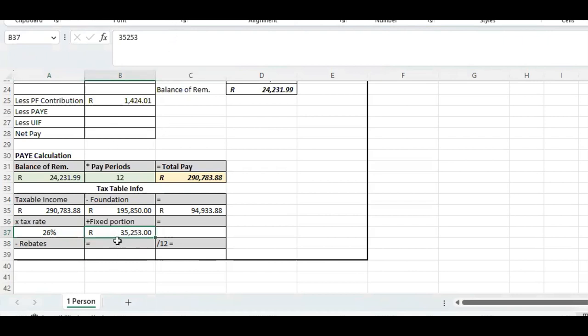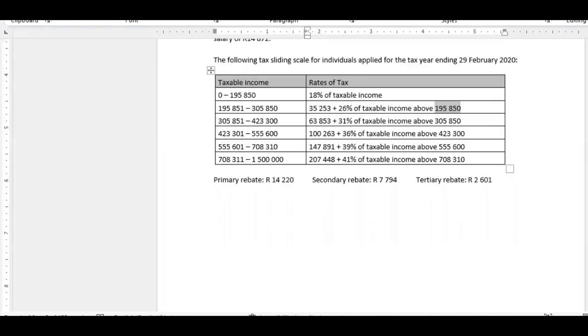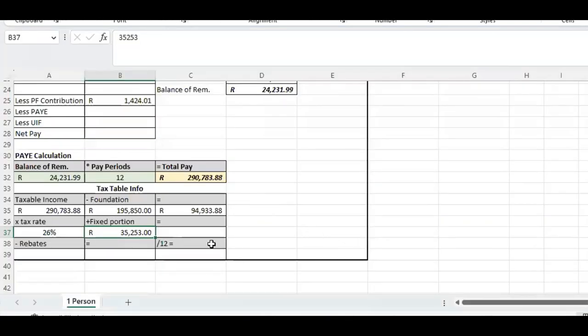The fixed portion is 35,253. Where did I find that? There, 35,253. Okay, so that is the amount that was actually already calculated on 18% of anything under the 195,850. But don't worry about that too much. Okay, let's go back to our calculation.